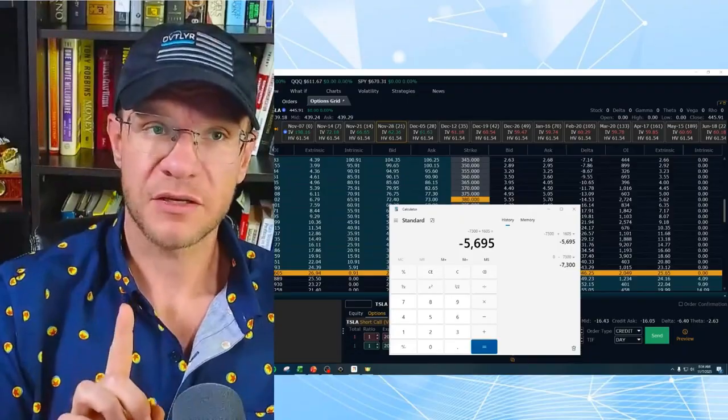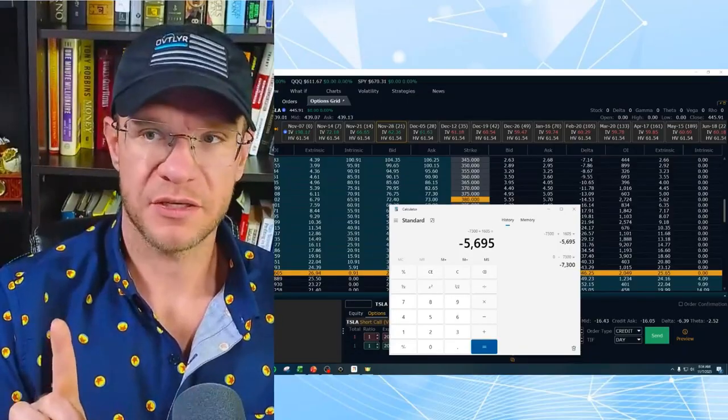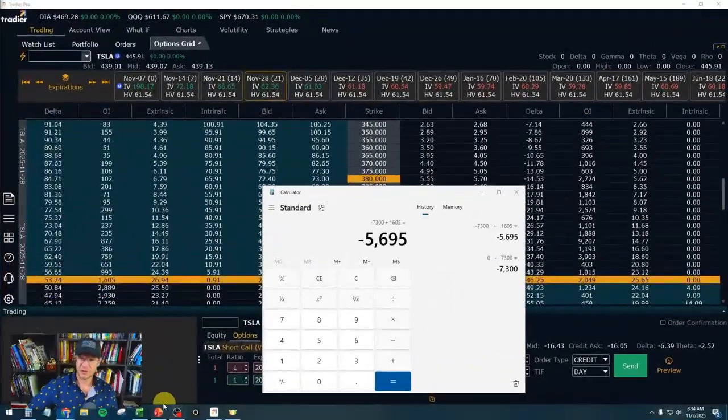Those are your partial profits you get to keep. You can't do this with stock. It is an impossibility to do this with stock. Okay, so let's continue on.